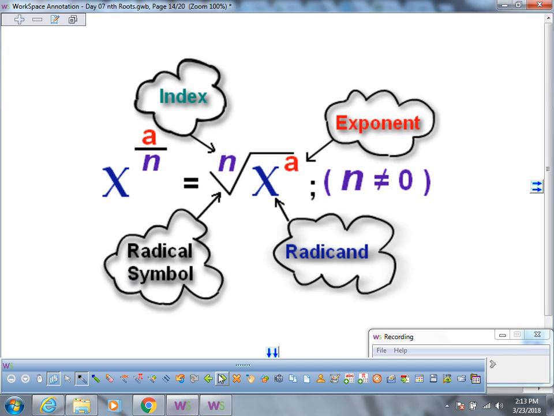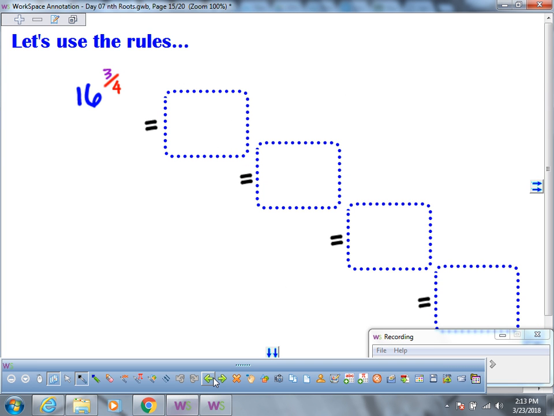Okay. So using that rule, what am I going to break 16 into? Why would I put it into a 2? Because over here, I have 2 to the 4th is 16, and this is talking about 4 parts, right? So I'm going to break it into 4 parts, right? So now I have this.